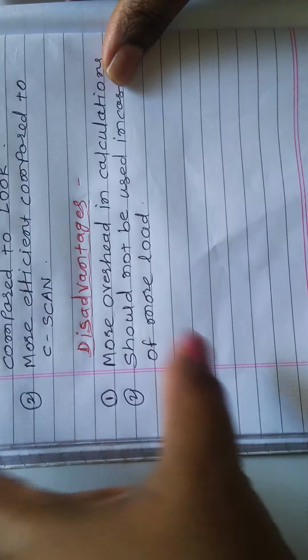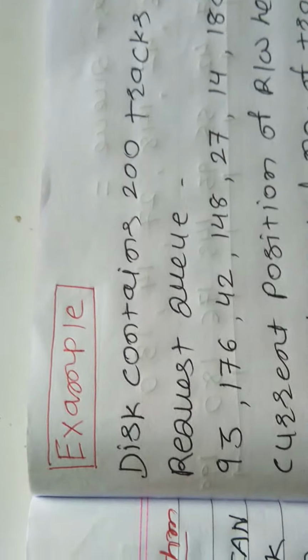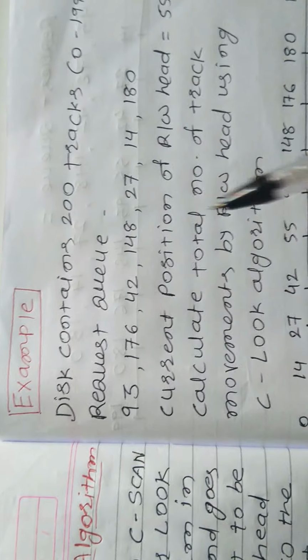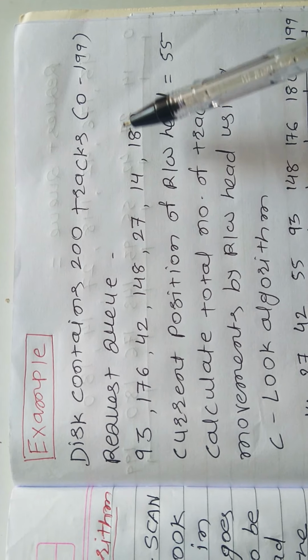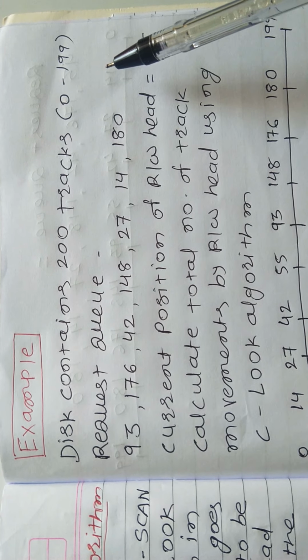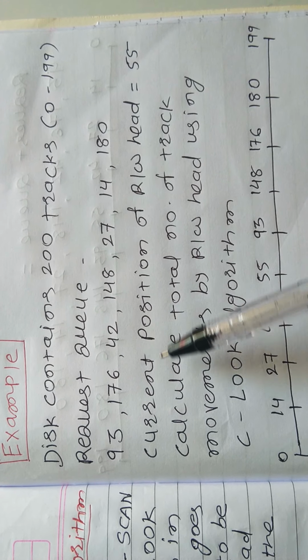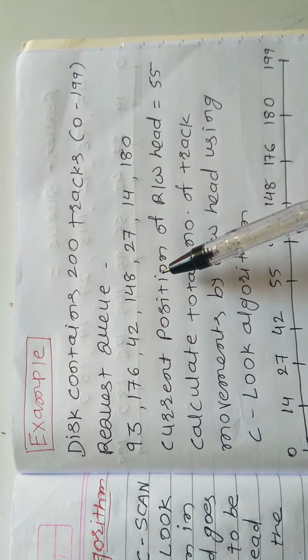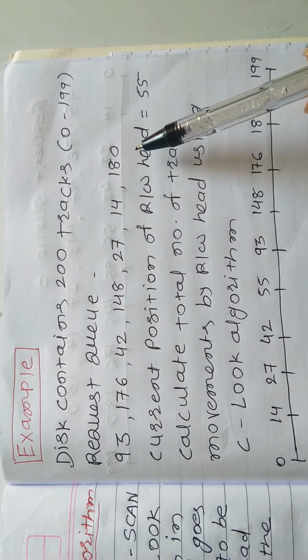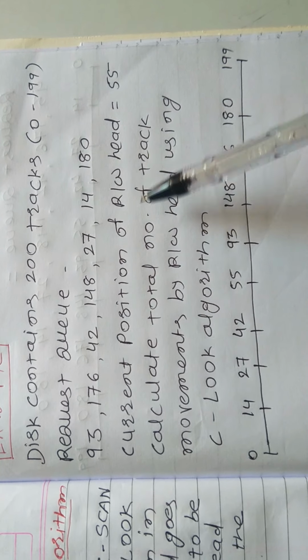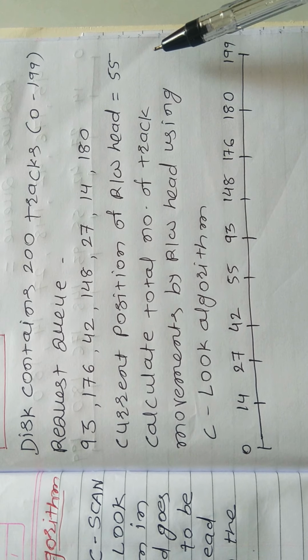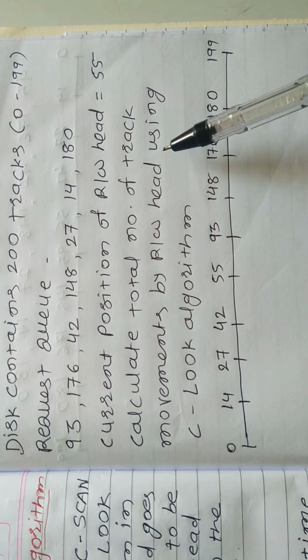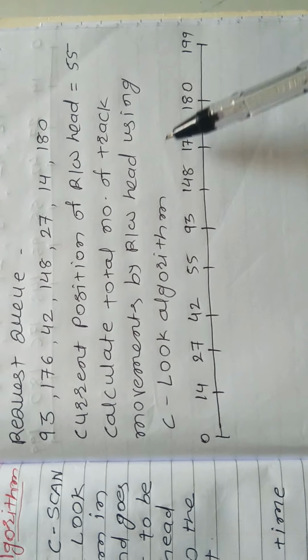So we are going to see a problem on this C-LOOK disk scheduling algorithm. Consider this example. The disk contains 200 tracks, that is from 0 to 199, and the request queue is given as 93, 176, 42, 148, 27, 14 and 180. The current position of the read write head is given as 55. You have to calculate the total number of track movements by the read write head using the C-LOOK algorithm.